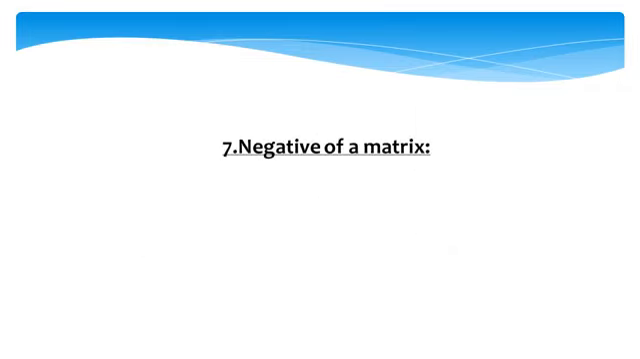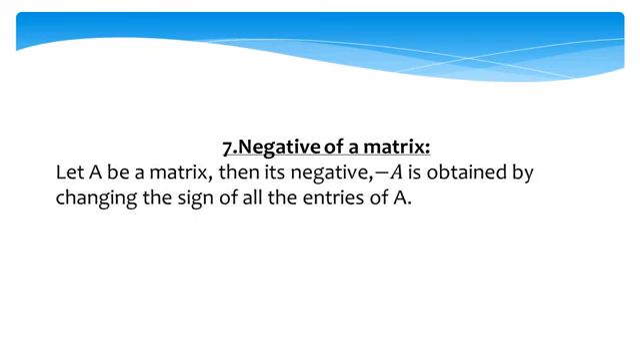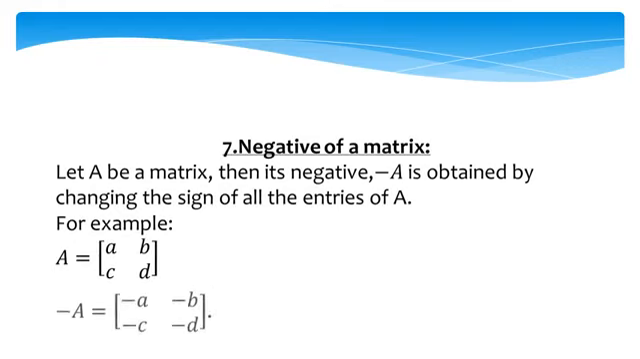Negative of a matrix. Type 7. Let A be a matrix, then its negative, minus A, is obtained by changing the sign of all the entries of A. For example, matrix A has elements A, B, C, D. Apply the negative sign. All entries are converted into negatives.